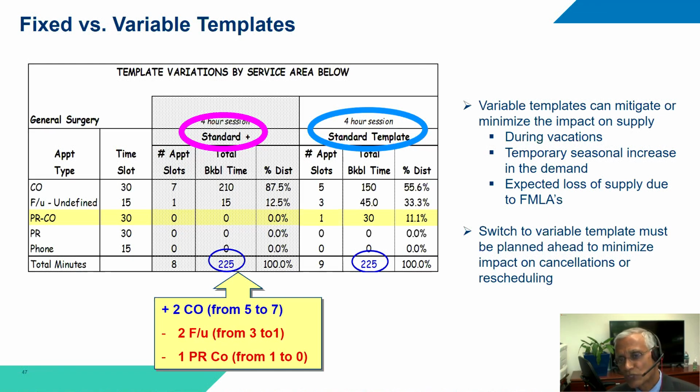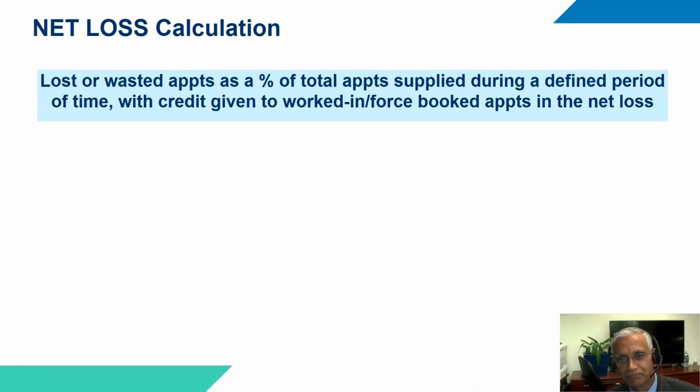We use what's called a standard plus, an alternative template, which is kind of in the back end. When you have a physician going on vacation, especially on a short-term vacation, you are going to have a huge net loss of appointment supply. So we pre-plan and activate this schedule for the existing physician so that you are mitigating the loss of the supply in a very short timeline.